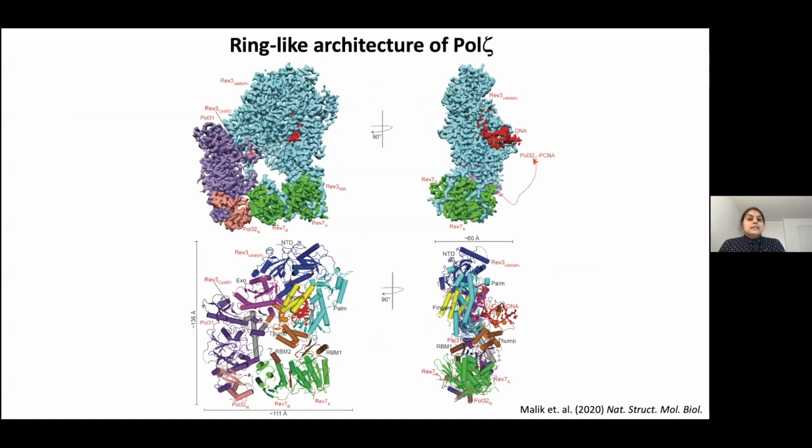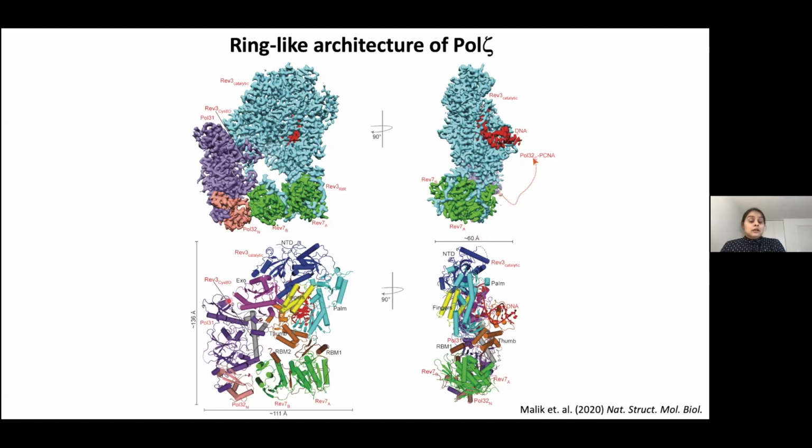So this is basically a map which has the same color code as the previous slide. And one of the things that we did not see in our structure was the C terminus of Pol 32, which we think would become ordered once it interacts with PCNA. So as you can see in the structure, it's a pretty flat molecule with a width of 60 angstroms.